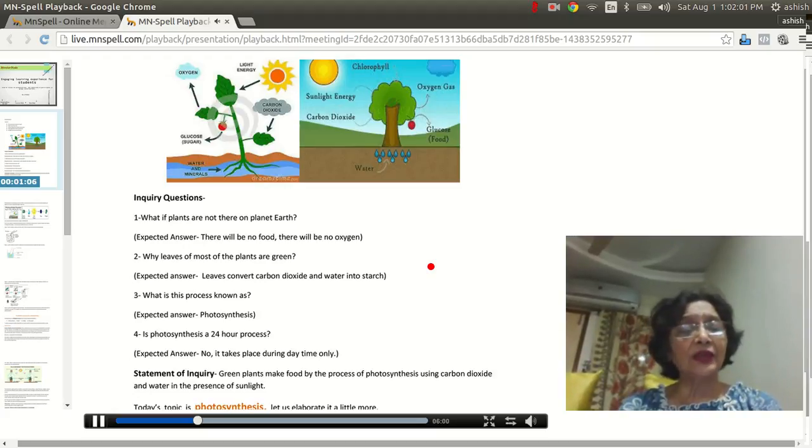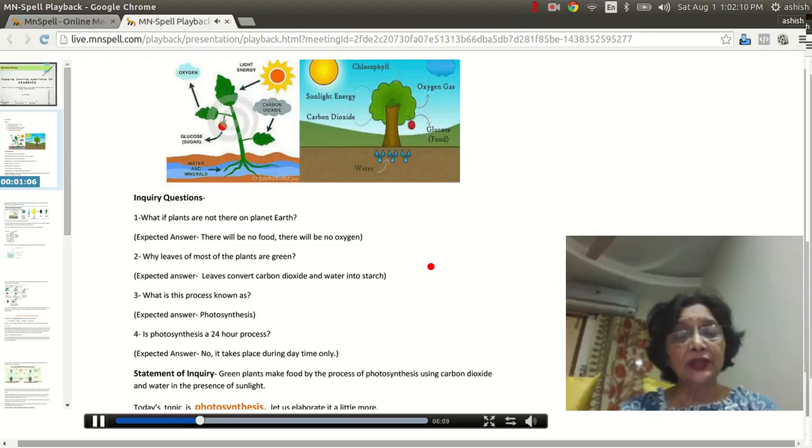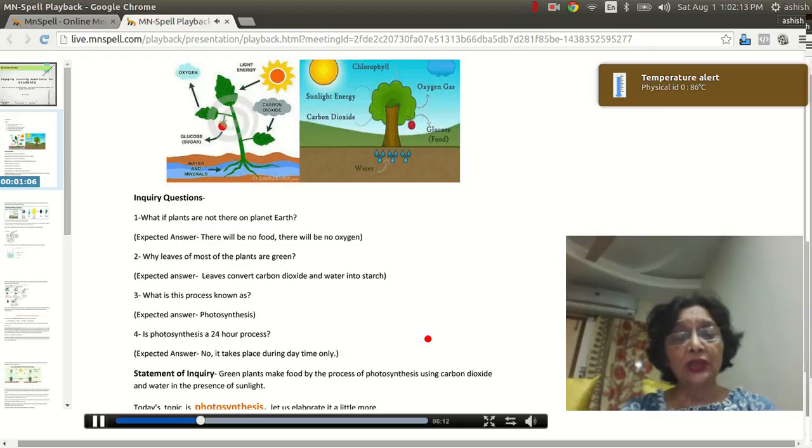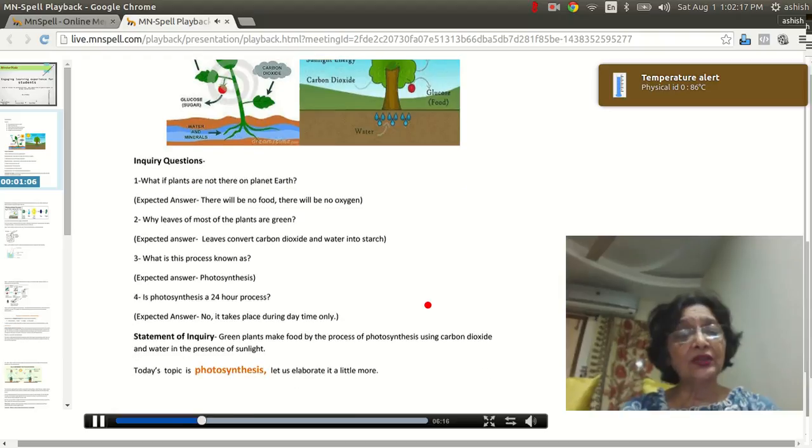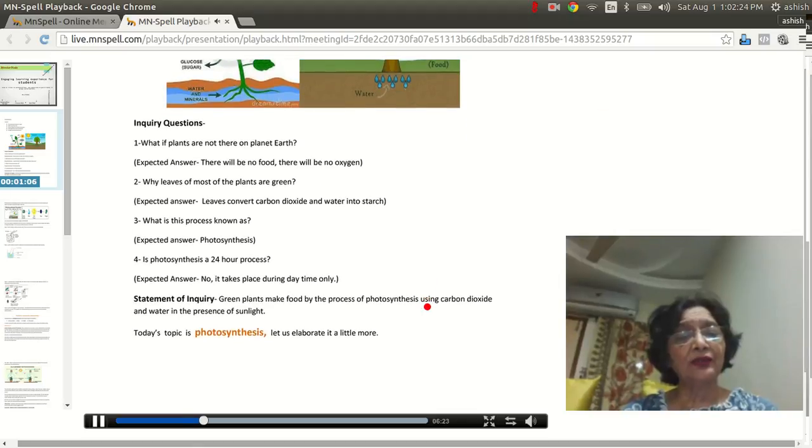Now, second inquiry question is, why are leaves of most of the plants green? The answer is very simple. Leaves have to have chlorophyll because it's the chlorophyll only which converts carbon dioxide and water into starch and releases oxygen. Now what is this process known as? Very simple. Till now I am talking about it only. Photosynthesis.